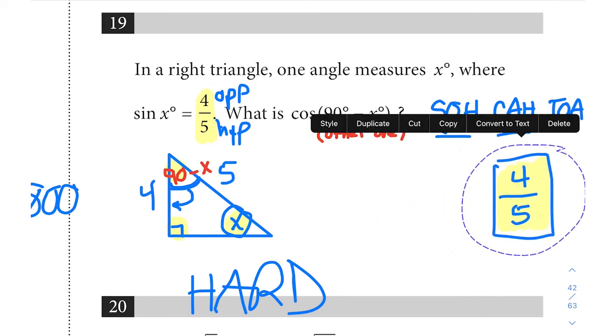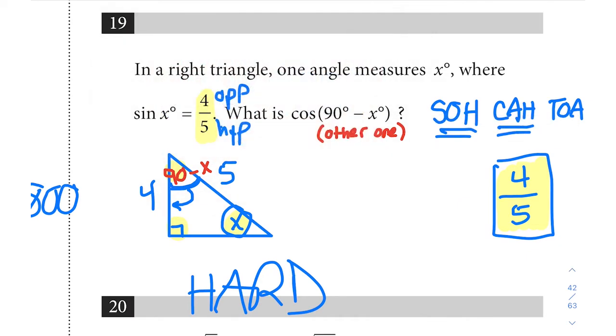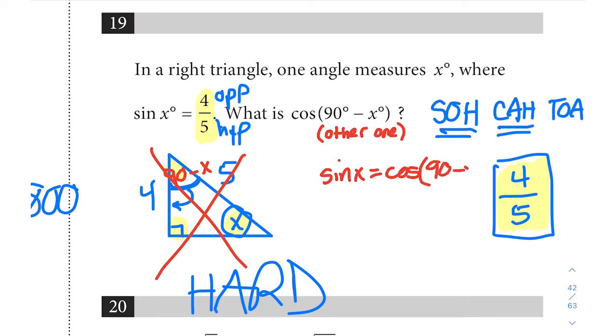And I oftentimes say that to get that answer, we can avoid all of this, if we want, just by memorizing that sine x equals cosine of 90 minus x, and it works in the opposite direction as well. That cosine of x will equal the sine of 90 minus x.